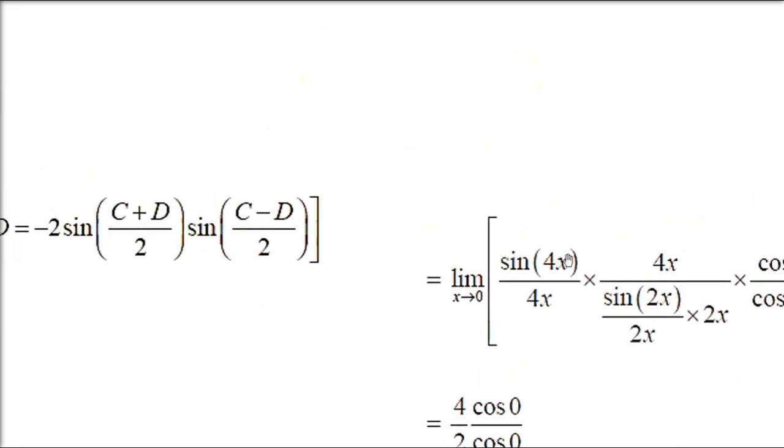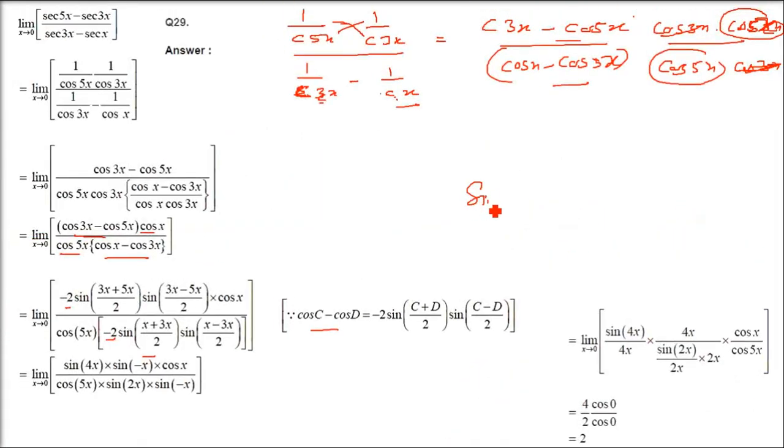But you know sin minus theta is minus sin theta. Sin minus x is minus sin x. So minus will come outside, and this minus will get cancelled with the minus which was already outside. In the formula, cos c minus cos d, a minus was already there. In the denominator also, the same thing will happen.